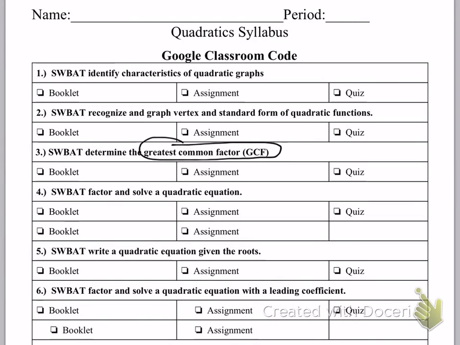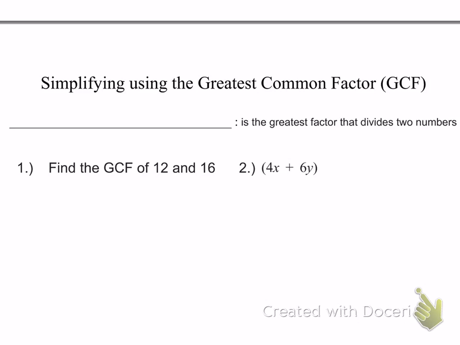Alright, in our next video we're looking at learning how to take out a greatest common factor, but I am going to call it GCF to simplify it a little faster. So let's go ahead and go to our page. First thing we've got is the greatest common factor.